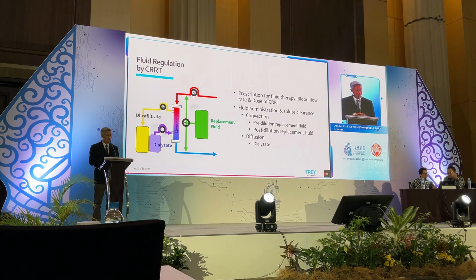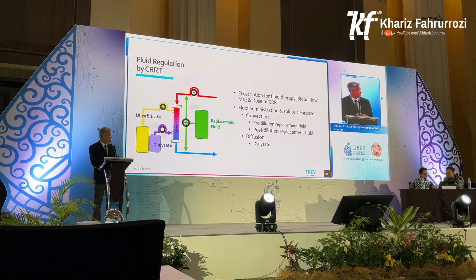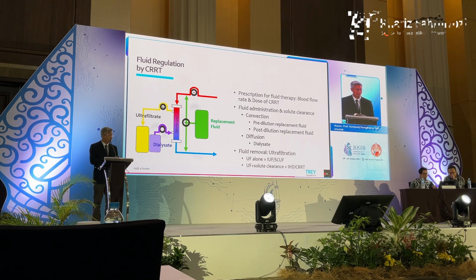And in terms of fluid administration during CRRT, as I already showed you in the scheme, there are two fluid components. The first one is convective therapy, which is pre-dilution and replacement fluid, and post-dilution is represented by the green color here. And for the diffusion technique, it is dialysate, which is the blue one. In terms of fluid removal, the yellow one here can remove fluid alone, which is isolated UF or SCUF. In terms of integration with solute clearance, sometimes we need to perform intermittent hemodialysis or CRRT.